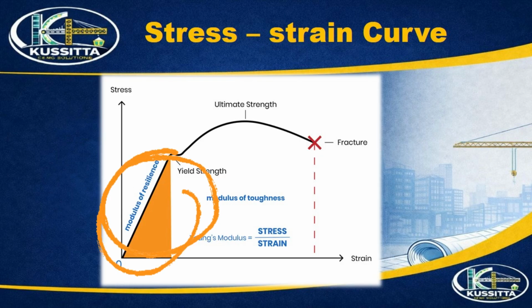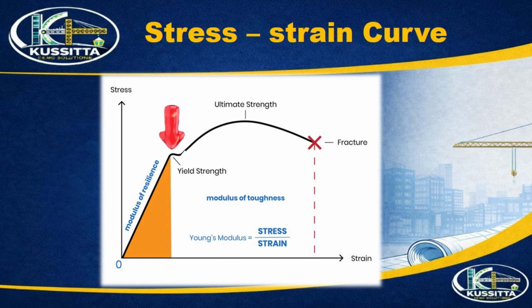At a certain stress level, something critical happens, the yield point. This is where elastic behavior ends and plastic behavior begins. After the yield point, the material will not return to its original shape. Permanent deformation occurs even if the load is removed. In structural design, we carefully limit stresses to stay below the yield point, especially for steel structures.